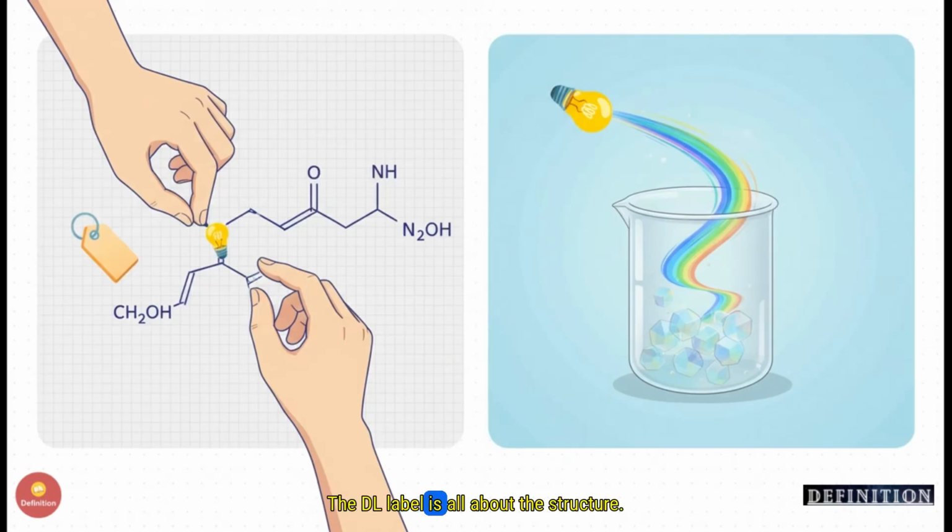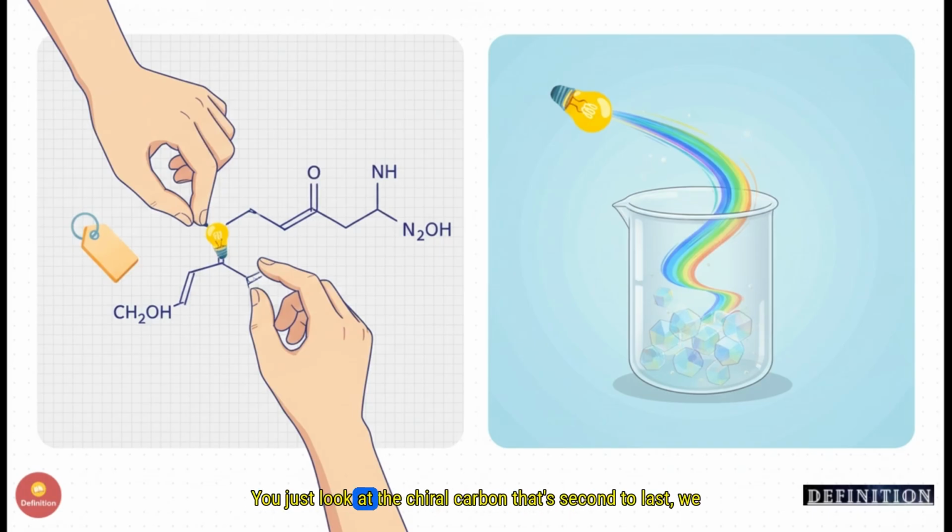The DL label is all about the structure. It's a blueprint. For a big sugar, you just look at the chiral carbon that's second to last. We call it the penultimate carbon, and see where its OH group is. Right for D, left for L. Simple. The plus-minus sign, though, that's about behavior. It's something you have to measure in a lab. It tells you what the molecule does to a beam of polarized light. Does it rotate it to the right, which we call dextrorotatory, or does it rotate it to the left, levorotatory? Remember, DL is structure, plus-minus is behavior.